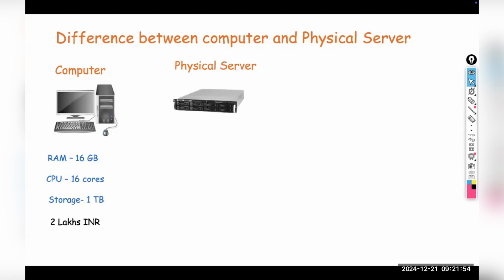This physical server also works the same as a computer, but the configuration of a physical server is more. Maximum you can get up to 2048 GB RAM, 496 CPU cores, 64 terabytes storage. Maximum this much configuration you can opt for in a physical server. So that's why the cost of a physical server is huge. It will be around 10 lakh rupees, because you are getting a very high configuration.